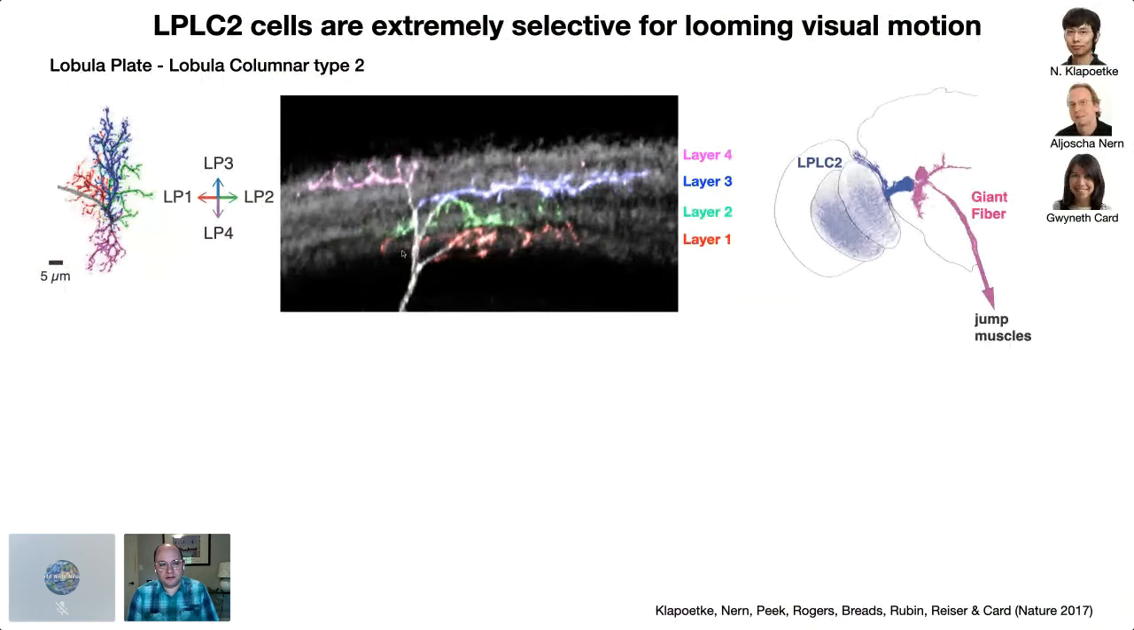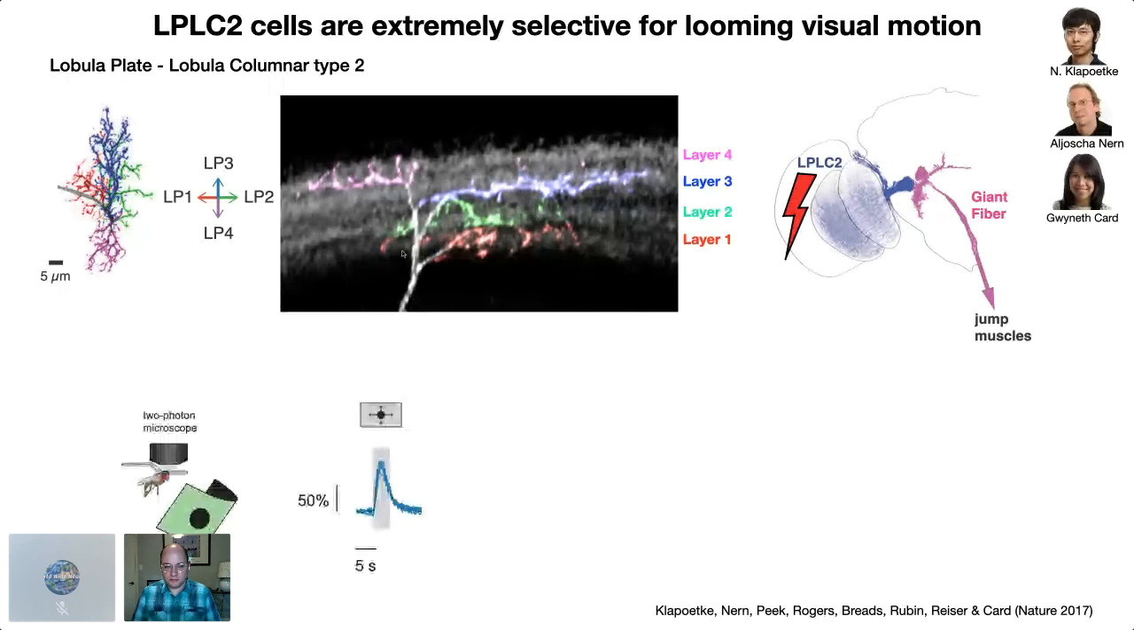Now, the giant fiber mediates fast escape takeoff behaviors in the fly. And so we got together with Gwyneth Card, with whom I share postdoc Nathan Klapoetke, who worked on this project, to identify how LPLC2 neurons encode looming. And along the way, we found that if you activate these neurons by using optogenetics, the flies jump. So as expected, these neurons play a key role in mediating escape behaviors, presumably by transducing these looming visual stimuli.